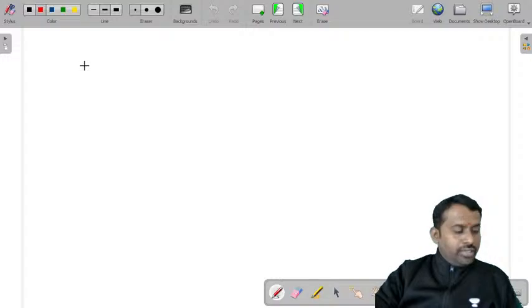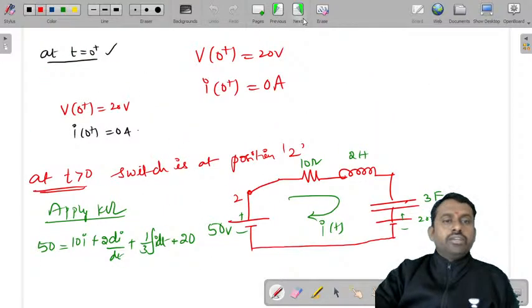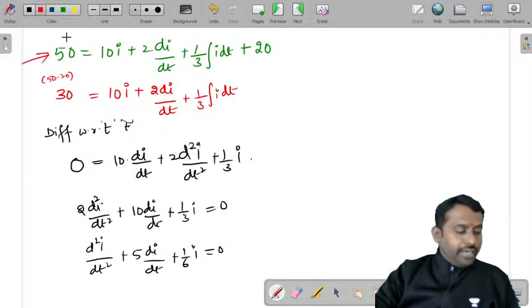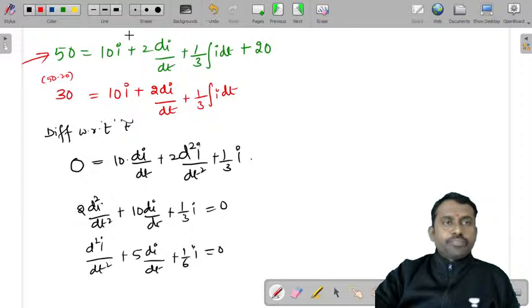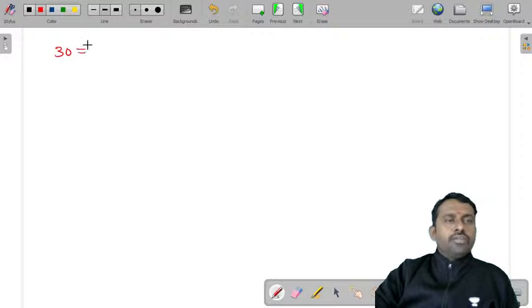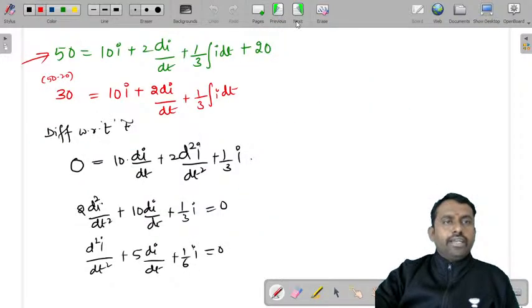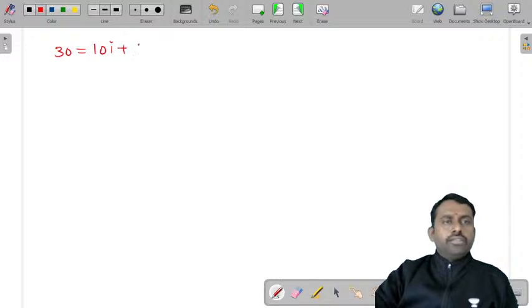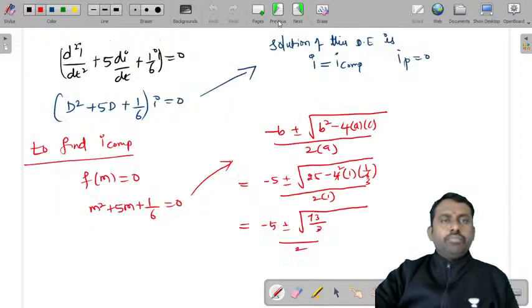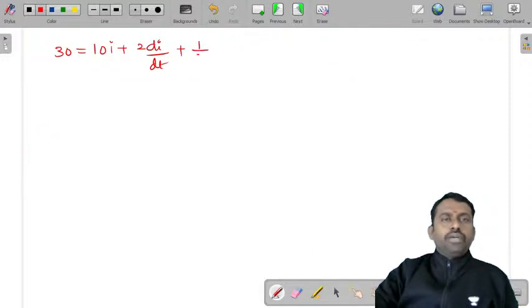Now you need to find di of 0 plus by dt. So consider the first equation that we got from the differential equation. If you observe, yeah, this is the equation: 30 is equal to 10i plus 2 di by dt plus 1 by 3 integral i dt.